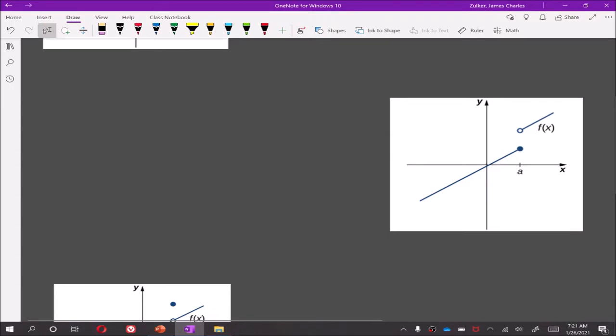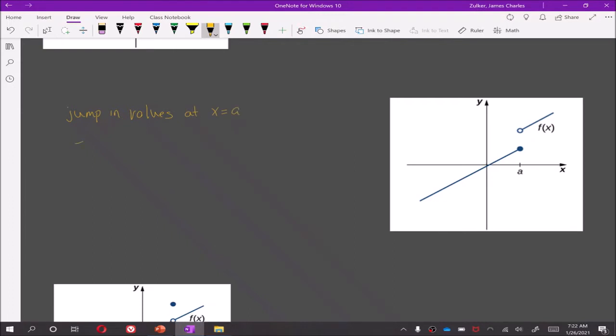Now notice here that f of a is now defined. So is it continuous now? Well, at a, we'd have to lift our pencil to jump in value. Right? So we draw. Now we have to lift our pencil to move up and then continue drawing. So even though f of a is now defined, this function is still not continuous, right? Because there's a jump in values at x equals a.